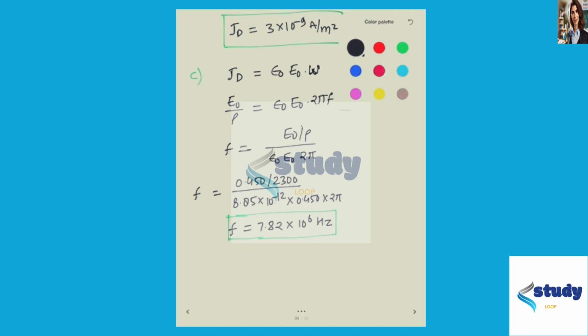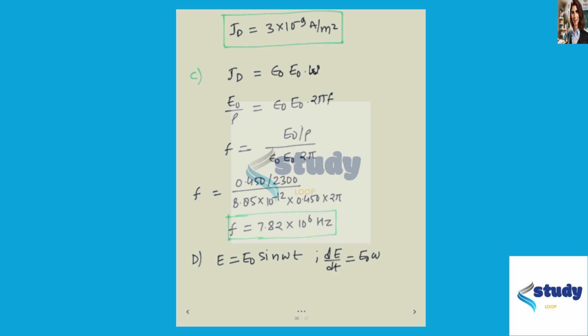Now moving to part D, in which we have to determine the phase angle. As we have the equation of E and dE by dt before, by seeing both equations, we can see that E equals E naught sin omega t and dE by dt equals E naught omega cos omega t. Both functions have sine and cos, so the relative phase of conduction and displacement current will be 90 degrees. So the phase difference is 90 degrees. This is the answer for this part.